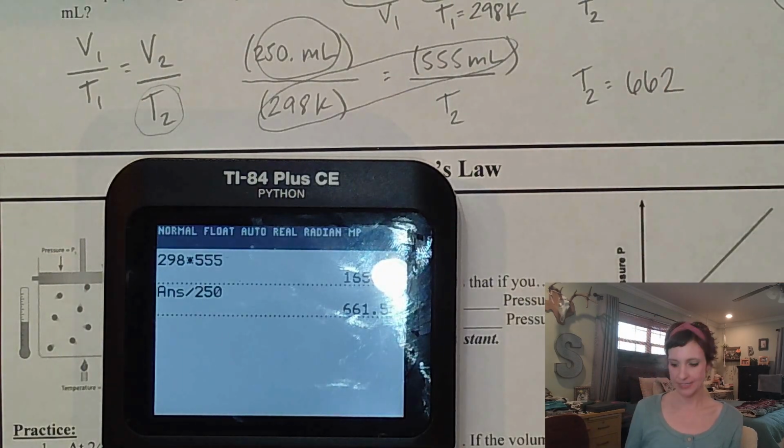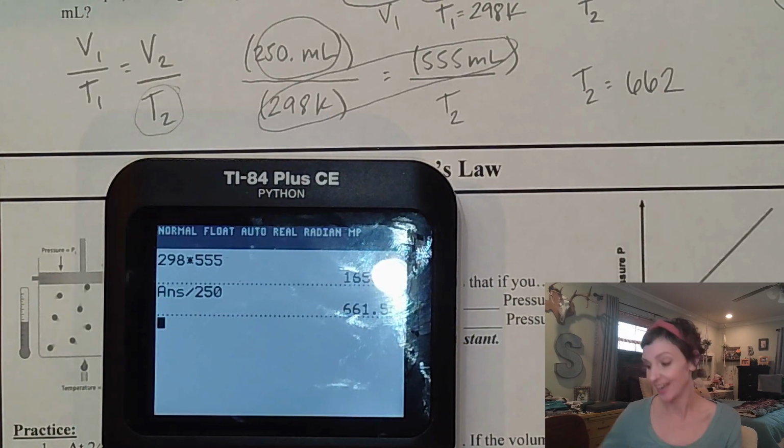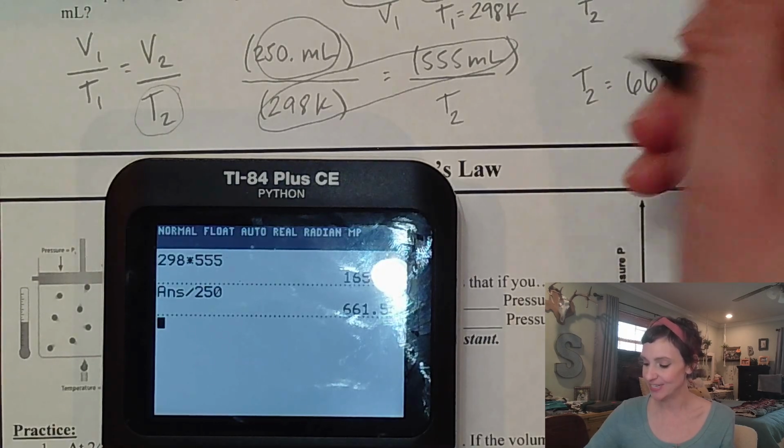Well, what are the units? Well, it's got to match the units at the first temperature, which hopefully are in Kelvin because you did that conversion, right? So yes, the units are Kelvin.